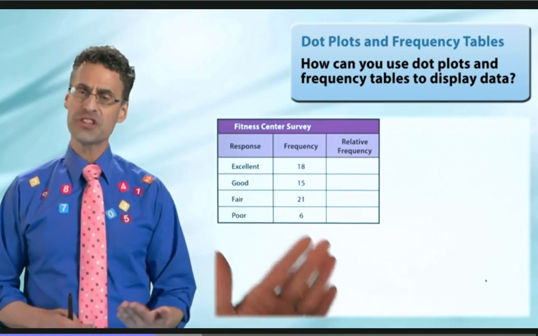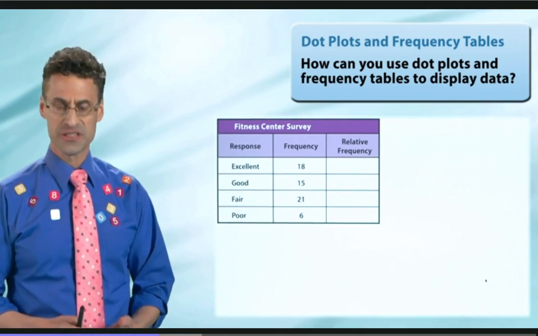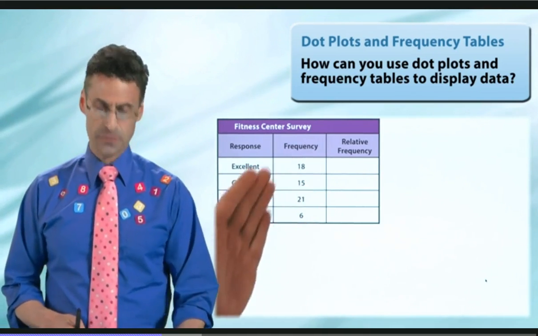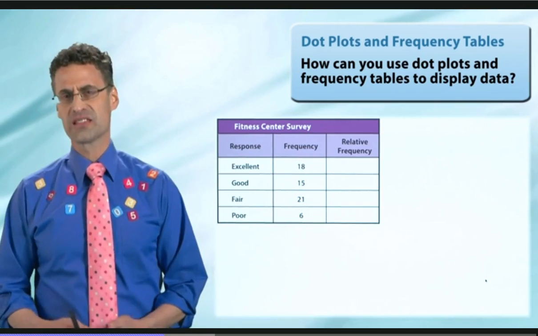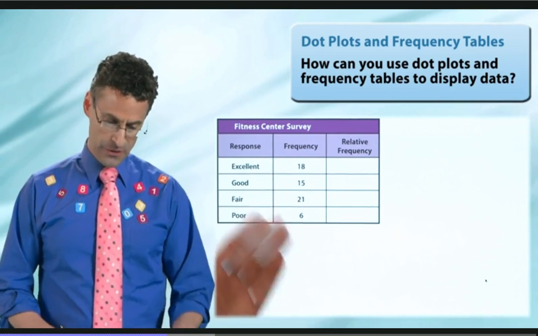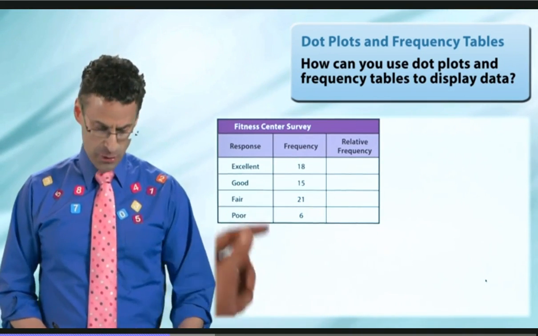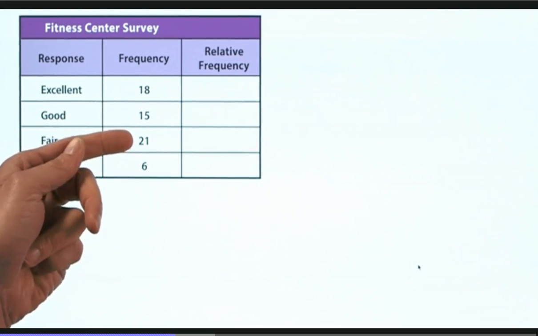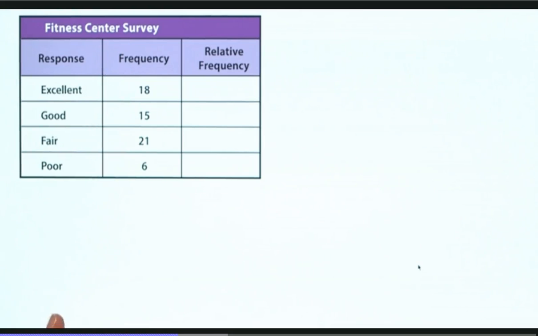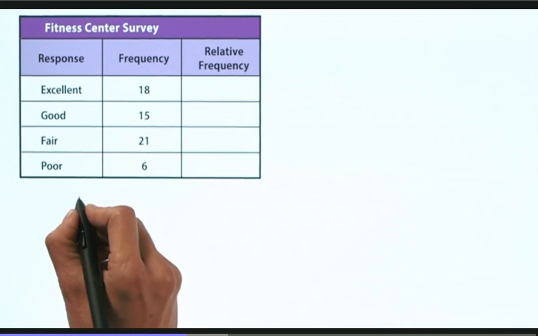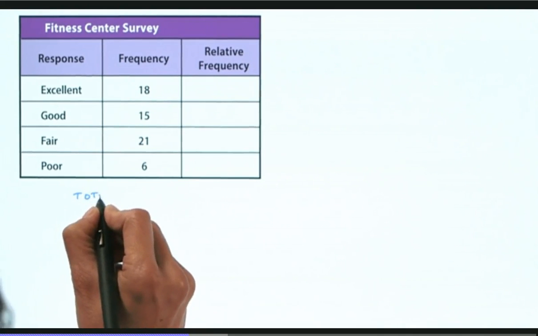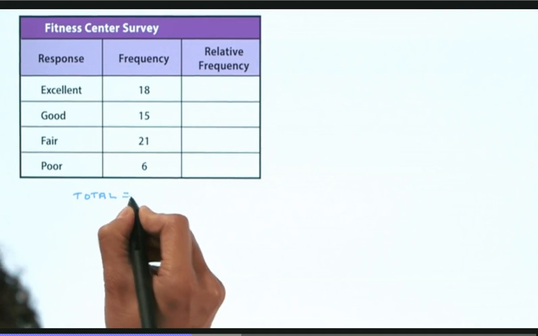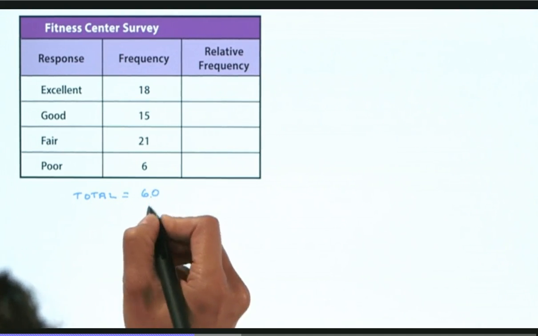So the first thing you have to do to compute relative frequencies is to find out how large our population is, which is a very fancy way of saying how many people filled out the survey in this case. So all we have to do is add 18 plus 15 plus 21 plus 6. And when you add them all up, we see 60. So the total is 60. Maybe I'll even write that down. So the total, meaning the total number of people that actually completed the survey, is 60.